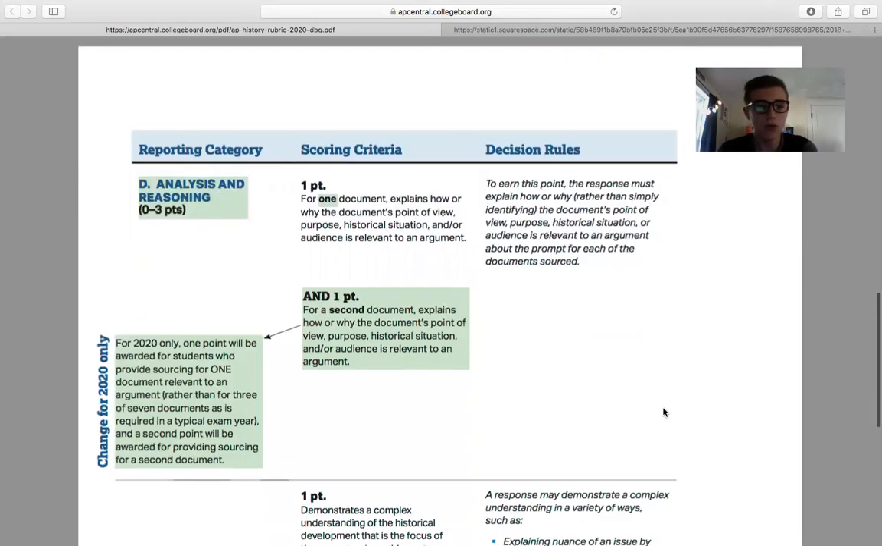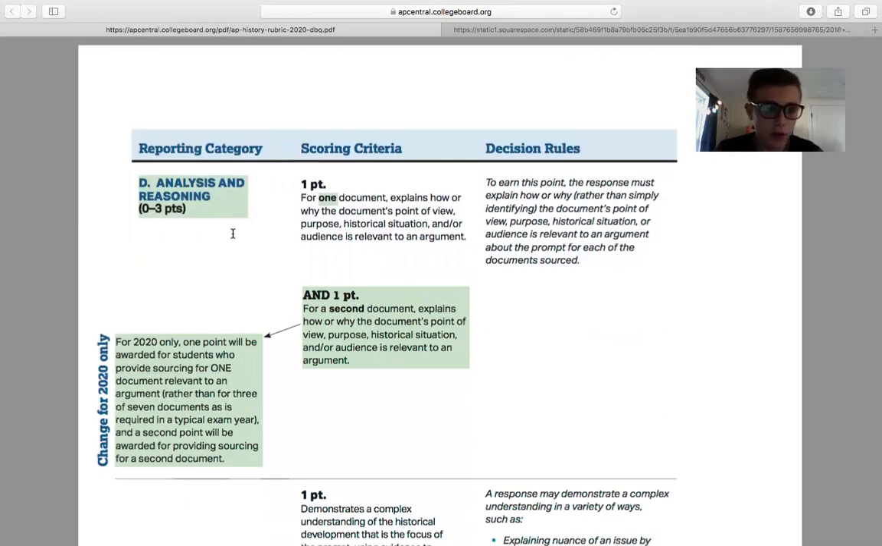All right. Now for analyzing and reasoning. This can be up to 3 points. So for one document, explain how or why the document's point of view, purpose, historical situation, and or audience is relevant to the argument. So I call this HAPP. You've probably heard this term before. So historical situation, audience, purpose, point of view. It's important that you touch on all 4 of these.